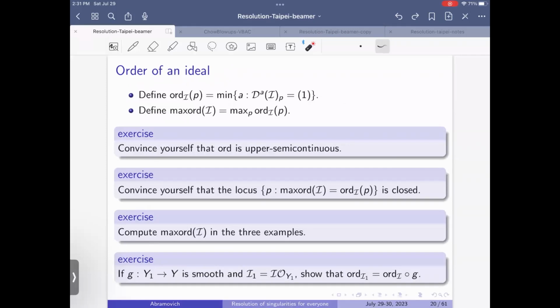Okay, questions about these exercises? Do you know how to go to your room and do the exercises?